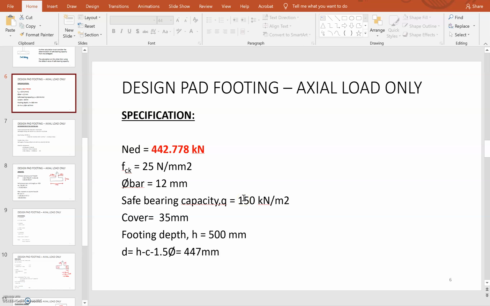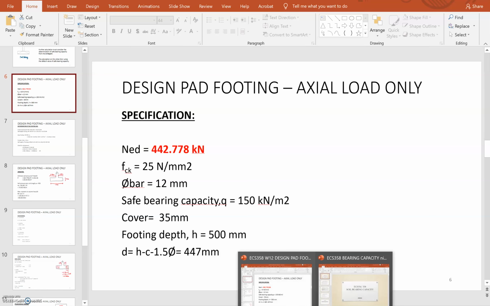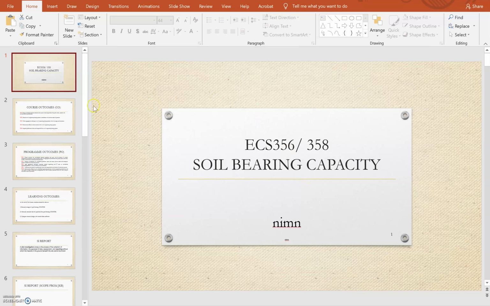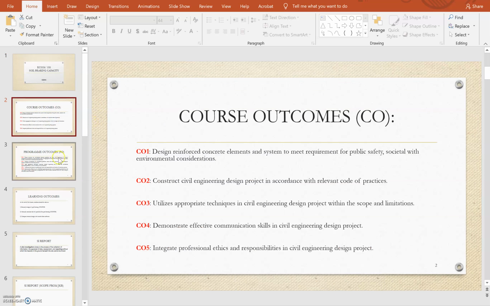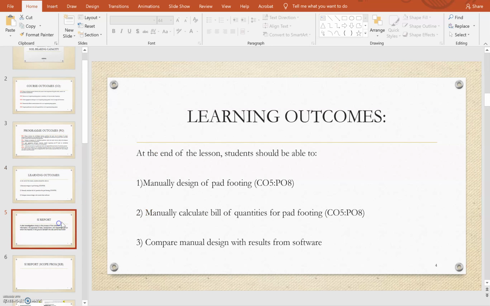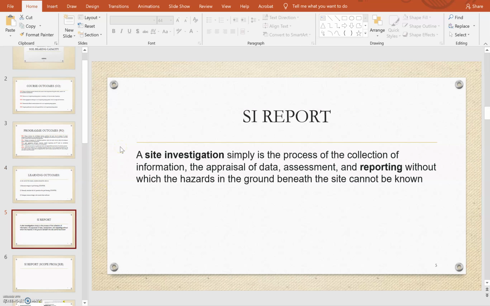The value of 150 here is a default value from the example, but for your project you have to know or calculate it from the SI report. Okay, this is my note. You have course outcomes, program outcomes, the learning outcomes. Okay, I start with the SI report.